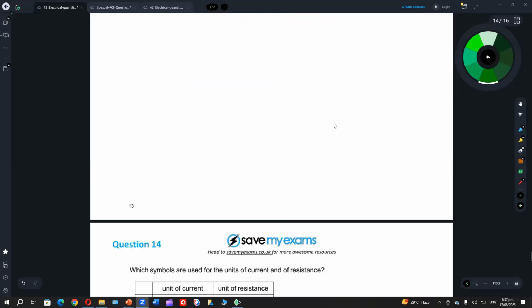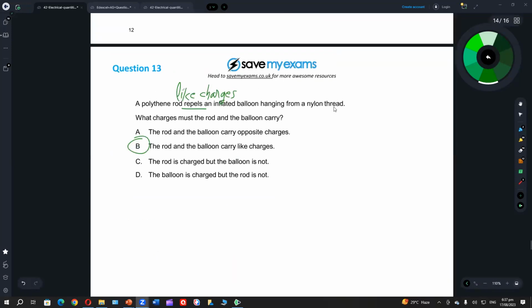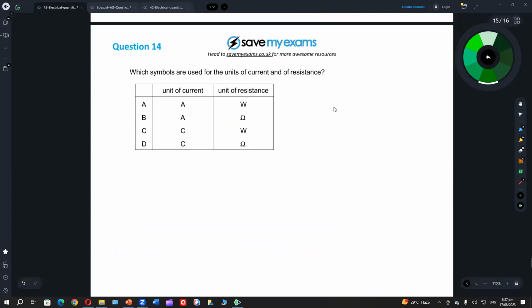Hamad, what is your answer? Unit of current is A and unit of resistance is ohm. No, B. I said B. Okay. This is an easy question. Good, Amar. Either you write on the chat or show me here, because sometimes listening the letter is not clear. Which symbols are used for the units of current and resistance?